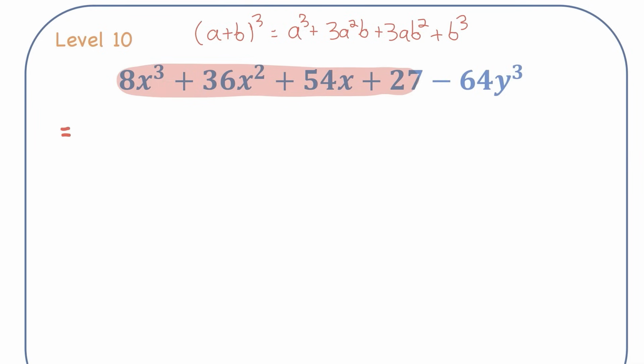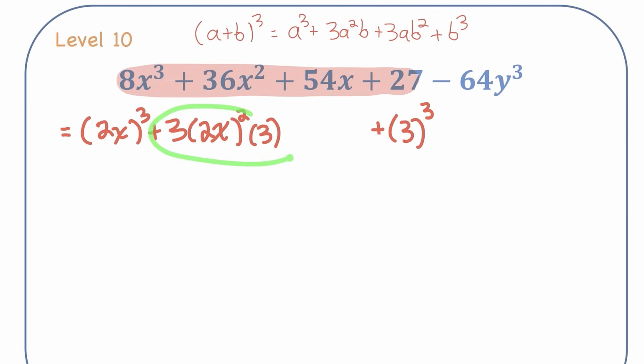First term is a 2x that's being cubed. The last term is a 3 being cubed. So this 2x and this 3 are like the a and the b of this formula. This term is supposed to follow this pattern. So let's see, is it equal to 3 times the a value squared times the b value?